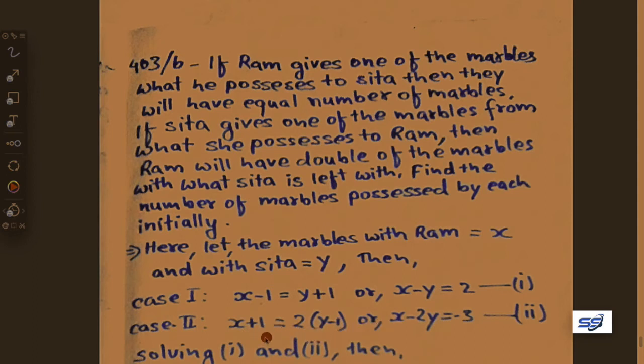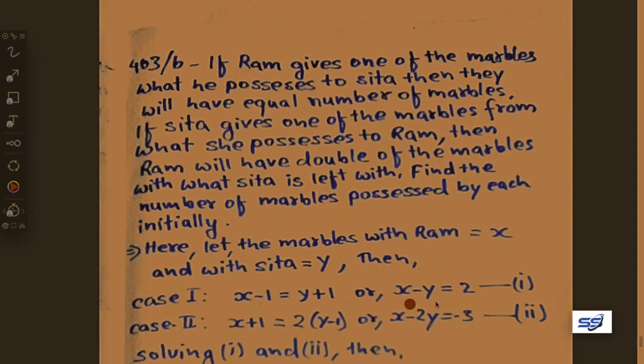To make this equation simple, x minus 2y equal minus 3. 2y is subtracted from x, x minus 2y. And 2 into minus 1 is minus 2, and minus 2 minus 1 is minus 3. So it becomes x minus 2y equal minus 3, which is equation number 2.